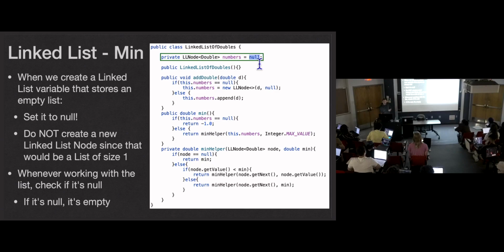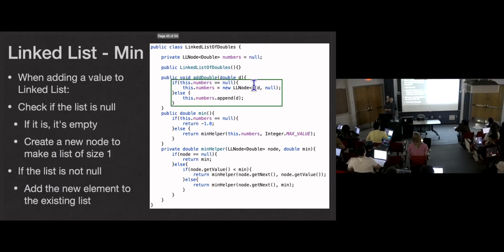Do not create a new linked list node when you're creating an empty list. We're going to set it equal to null, and then in our code, we're going to check for null to indicate an empty linked list. If numbers is null, I got myself an empty linked list, and if I'm trying to append to the end of an empty linked list, I know what to do here. Now I'm going to set numbers equal to a new linked list node with that value and next of null. Now numbers is a linked list of size 1 with that first value that was added.